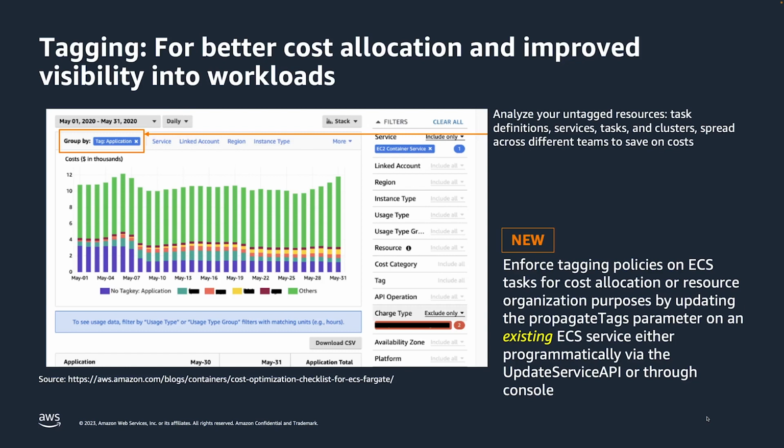Analyze your untagged resources such as task definitions, services, tasks, and clusters spread across different teams, products, business units, and environments to save costs. This potentially will uncover running resources you otherwise might not have known about. Often resources contribute to cloud waste and, as a result, unnecessary charges. You can use group by tags to get a holistic view of untagged applications as shown here.